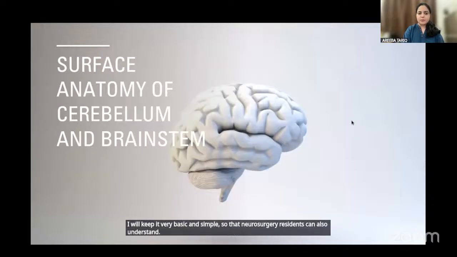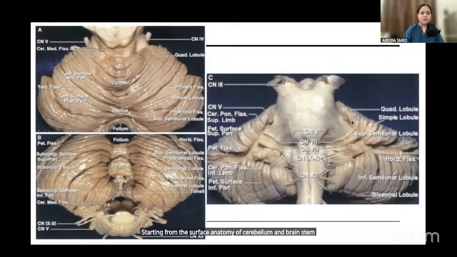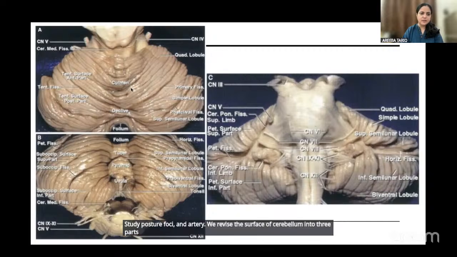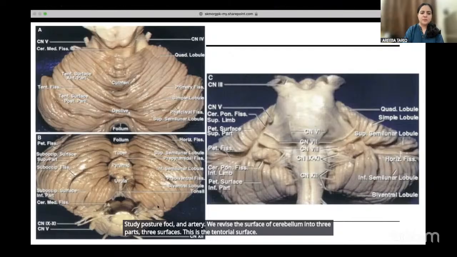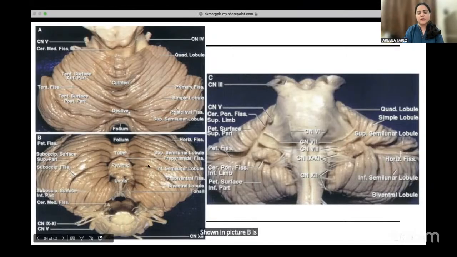Starting from the surface anatomy of cerebellum and brainstem, Dr. Tizaz has dealt with it at good length, but I would like to add a few things. When we study posterior fossa anatomy, we divide the surface of the cerebellum into three surfaces. This is the tentorial surface. Shown in picture B is the suboccipital surface, and C is known as the petrosal surface.